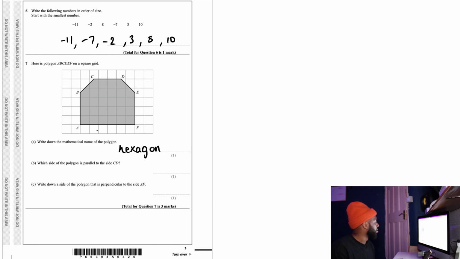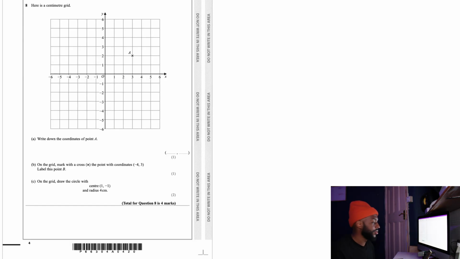Which side of the polygon is parallel to side CD? So that's side CD. And the parallel side will share the same gradient, so that's going to be AF. Write down the side of the polygon that is perpendicular to the side AF. So we've got AF here. So one of the sides that would be perpendicular, so that would meet it at 90 degrees, would be BA. So let's write BA.